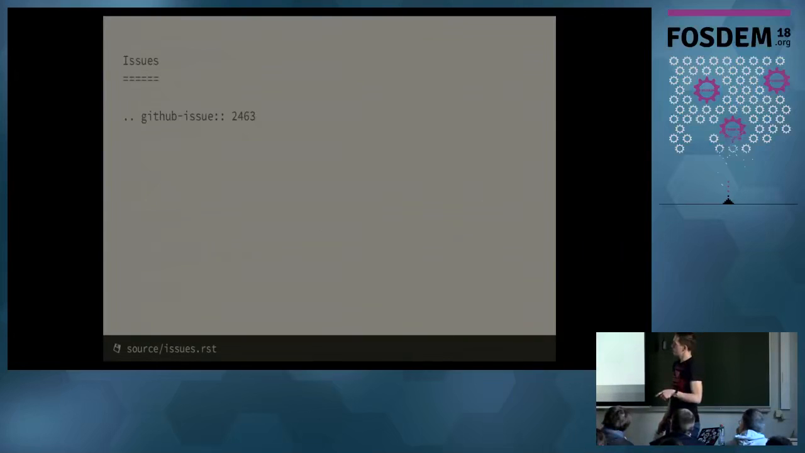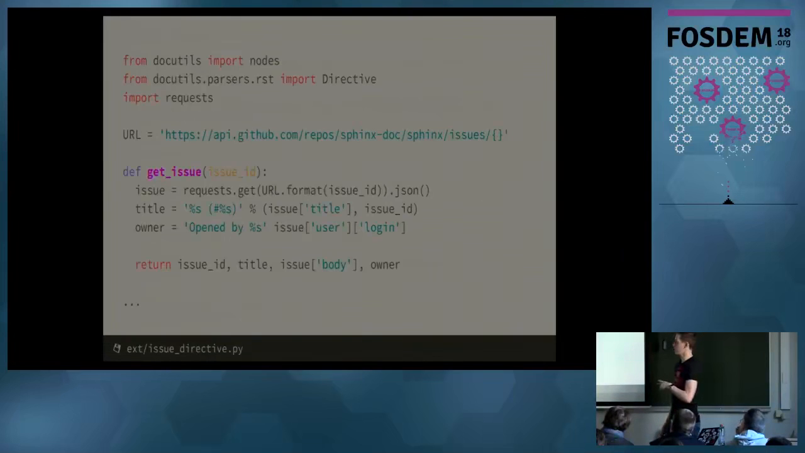So instead of doing that, we can just create this directive, the GitHub issue directive. We pass in a single argument, which is the name or the number of the issue. And we hopefully should be getting some kind of output.